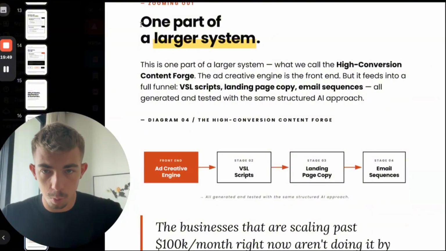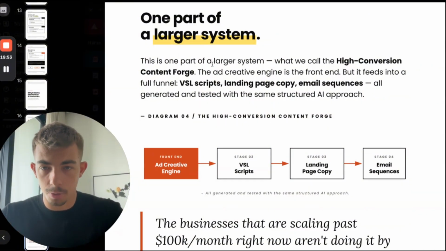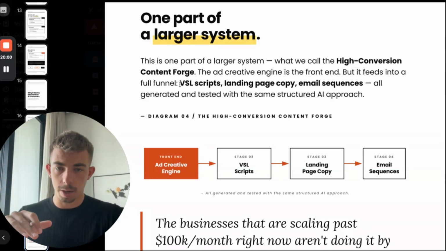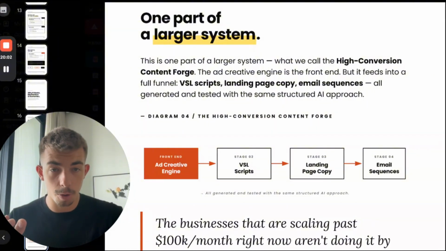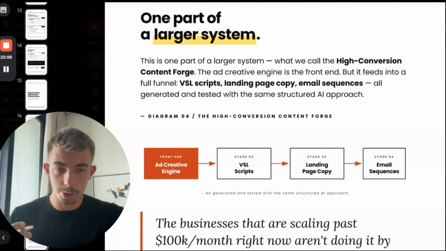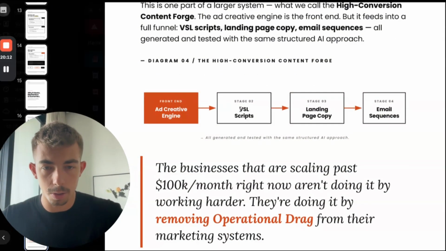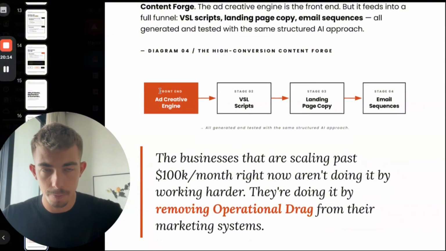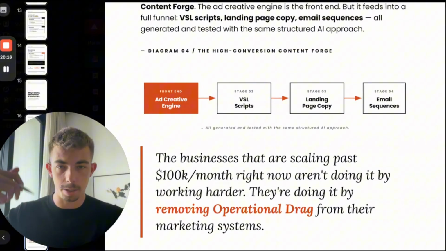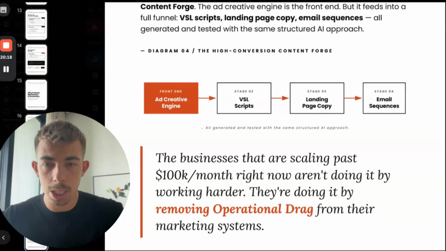Now, this is just one part of a larger system, what we call the high conversion content forge. The ad creative engine is the front end, but it all feeds into the full funnel, right? The VSL scripts, the landing page copy, the email sequences, all generated and tested with the same structured AI approach. Right? So this is like a bit more of an overview. We're not going to go into too much detail on this in this video, but if you want to see more, it's going to be in the mini series in the few upcoming weeks.